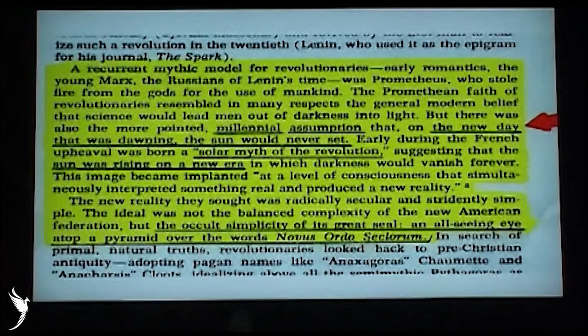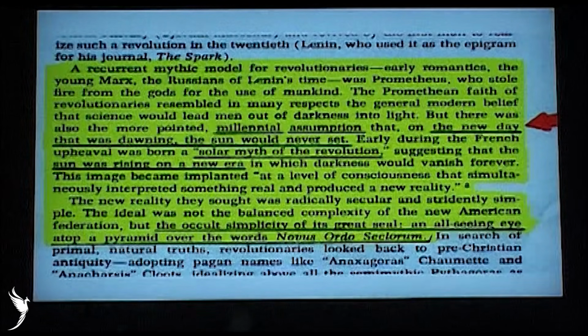Now, in the introduction is a profound paragraph in Fire in the Minds of Men. James Billington says in the introduction, "A recurrent mythic model for revolutionaries, early romantics and young Karl Marx, and the Russians of Lenin's time, was Prometheus, who stole fire from the gods for the use of mankind. The Promethean faith of revolutionaries resembles in many respects the general modern belief that science would lead men out of darkness into light. But there was also a more pointed millennial assumption that on the new day that was dawning, the sun would never set."